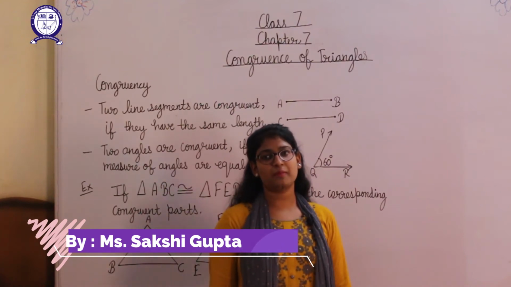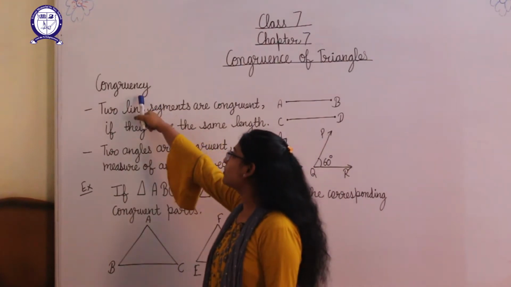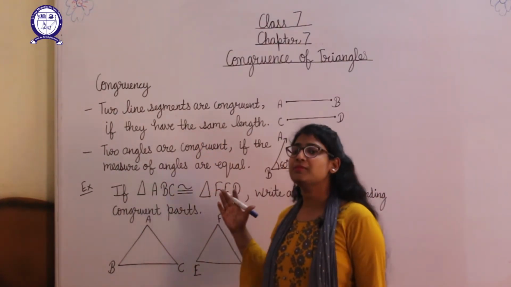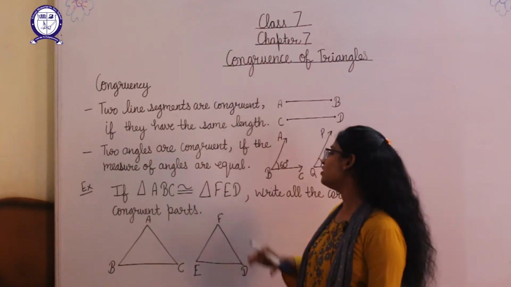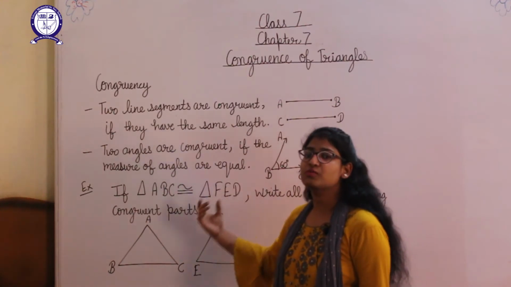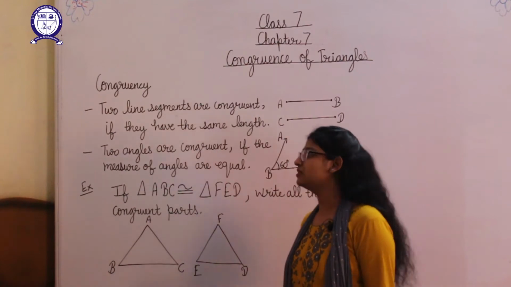Today we will start our chapter 7, that is congruence of triangles. Students, first of all, what is congruency? Whenever there are two figures, or we can say two line segments, or any two figures, if they have everything equal, meaning their corresponding parts are equal, then we can say that they are congruent to each other.